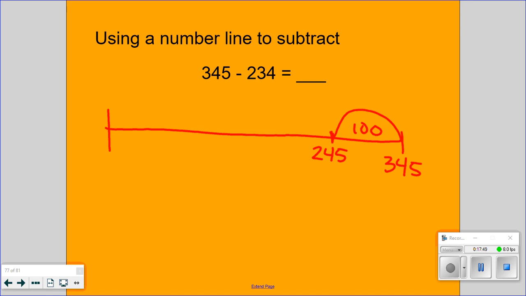When I went back 100, Tegan, now what number am I on? 245. Beautiful. Macklin, I'm writing. What should I do next, Madison? You want to do a 10? Okay. What number am I at now? I'm at what number? 235, yeah.